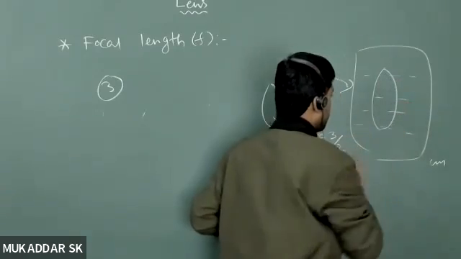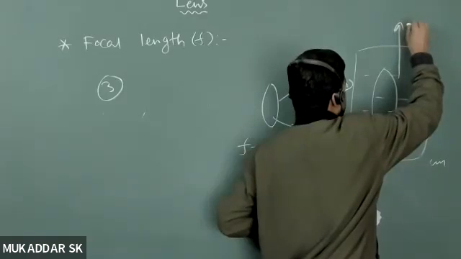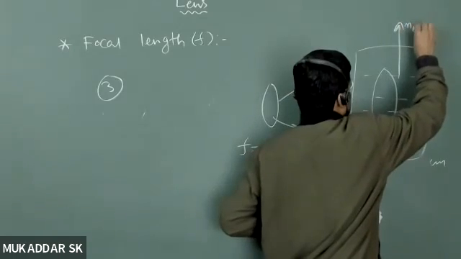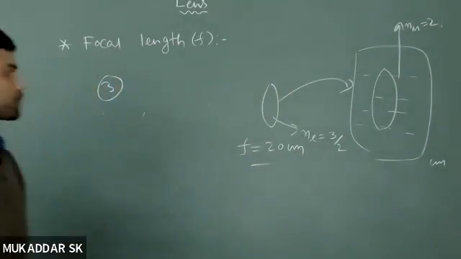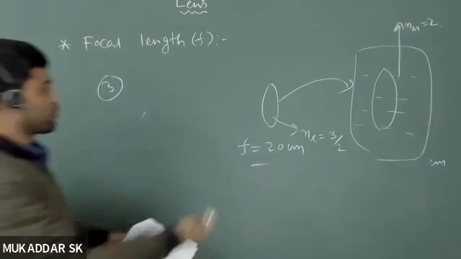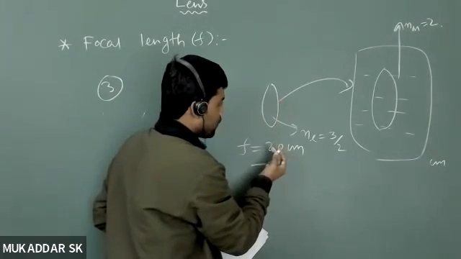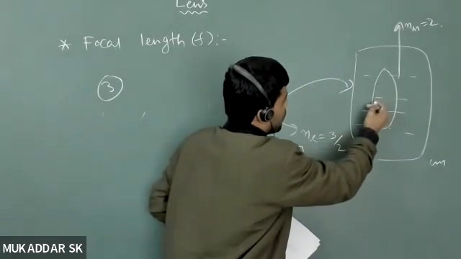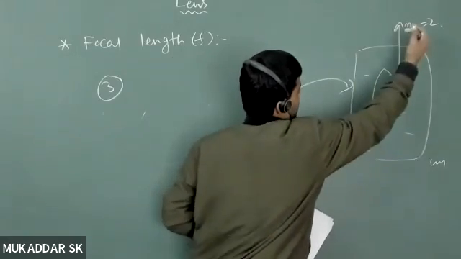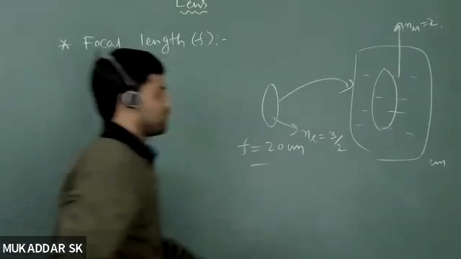Second time, this lens is kept in a liquid, and the refractive index of this liquid, that is the medium refractive index, is 2. Now what will its focal length be? The same lens was earlier in air, and at that time the focal length was 20 centimeters. Now this lens is kept in a liquid, the refractive index of this liquid, that is NM, is 2. Now you have to calculate the focal length of this lens.